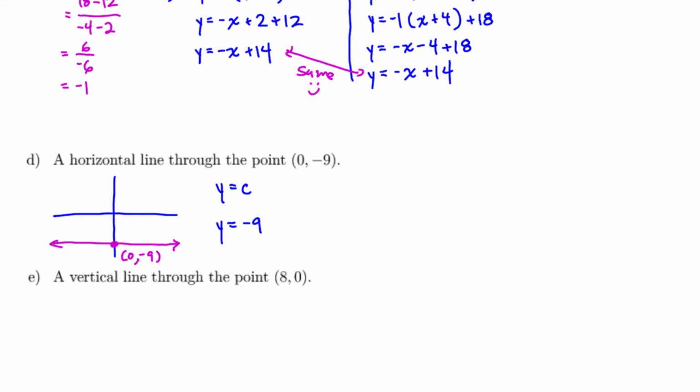And what that's showing is that the value of y is -9 regardless of what the value of x is. We see that there's no x in that equation. That means that for any x, the y value is going to be -9, and that results in a horizontal line.